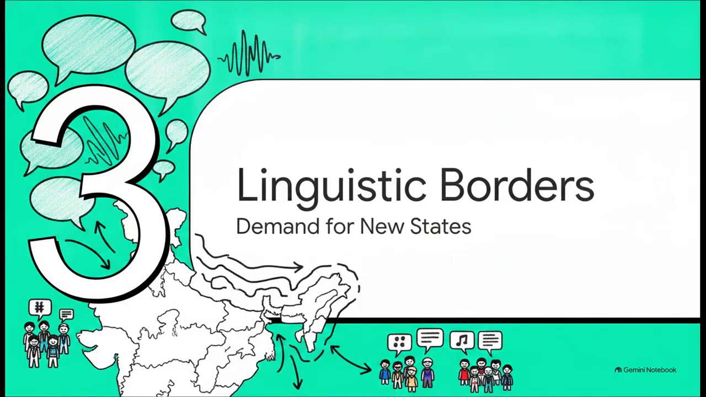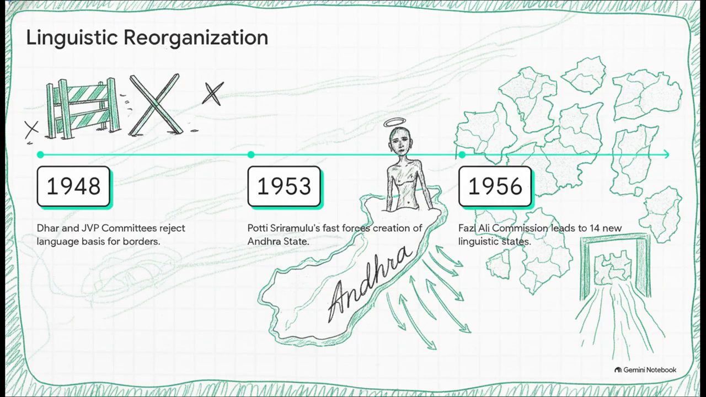Section 3. The Linguistic Reorganization. But how exactly do we get from that messy four-part system to that 1956 reorganization? Ultimately, it boiled down to a fierce, undeniable grassroots demand to redraw the map based on mother tongues. Starting back in 1948, early committees flatly rejected language as a basis for drawing borders. They were terrified it would fracture the newly independent nation. But the public pressure was just immense.